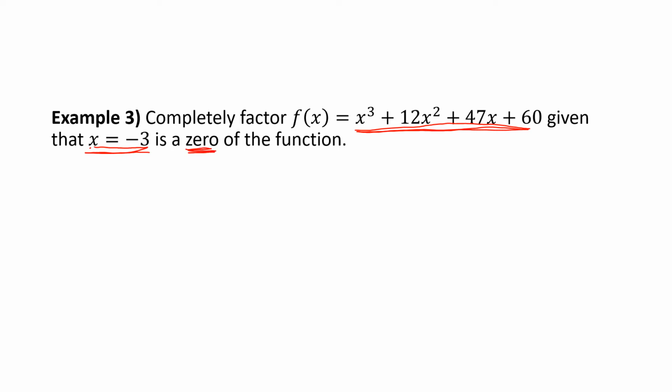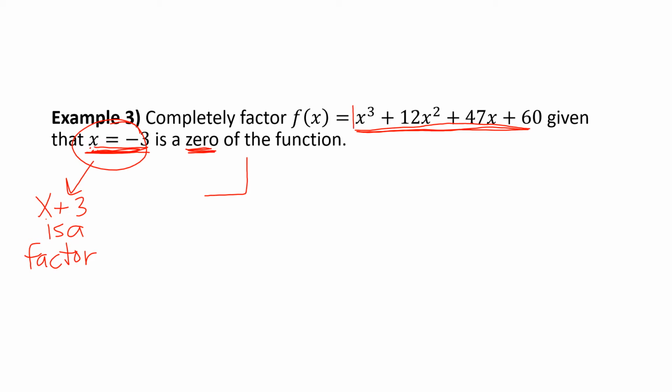So what we're going to do here is apply the factor and remainder theorem. If the zero is x equals -3, that means that x plus 3 must be a factor. So I'm going to divide out the x plus 3 and factor whatever's left over. That way I can completely factor this polynomial. So I'm going to set this up for synthetic division.